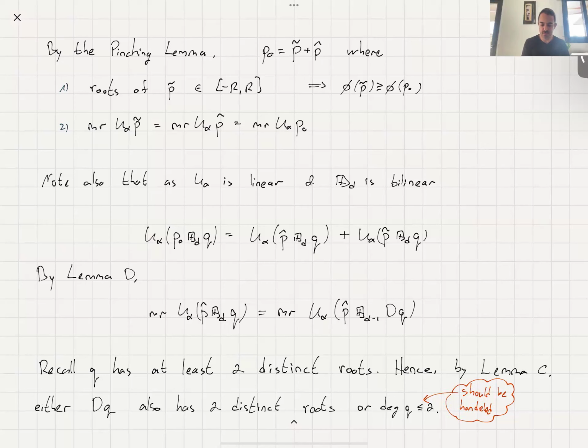So we know that you can write P0 as the sum, and you know that the roots of P tilde are interlaced between the roots of P, or I mean, that's true, but actually most of them are the same now. But anyhow, the roots are in the interval minus R, R, which in particular implies that. That's the thing we are going to contradict, because P tilde is one of the participants in this set in which P0 is a minimizer of phi. And of course, we know that the max roots of the U operator applied to P tilde, P hat, and P0 are all the same. Also, U alpha is linear, and because U alpha is linear and the additive convolution is bilinear, we know that we have this equality.